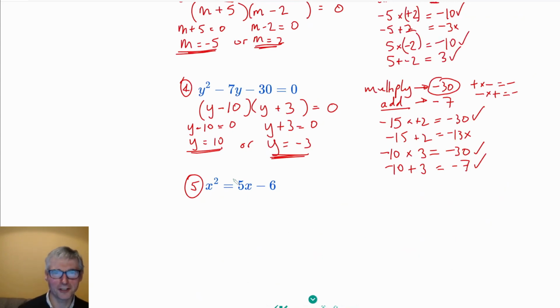If we move on to our final example, then we can see this is a bit different. It looks written slightly different, and we might think that's not a quadratic.